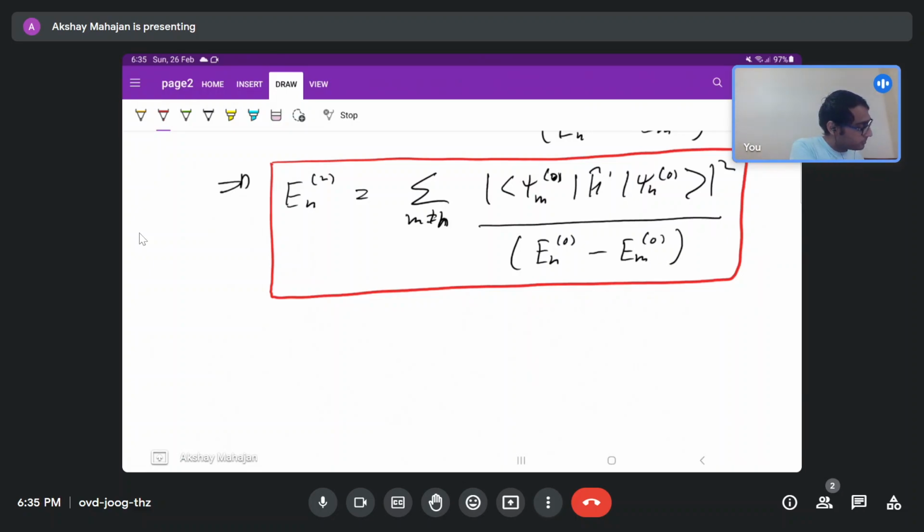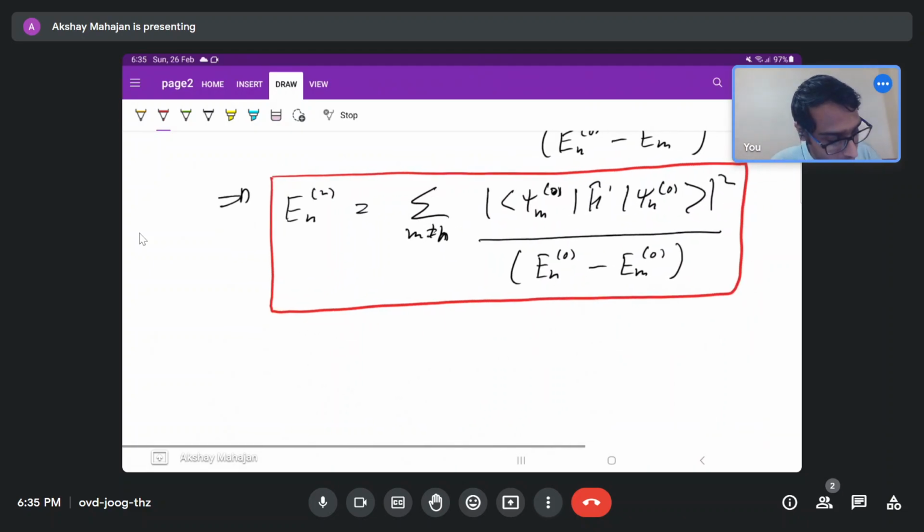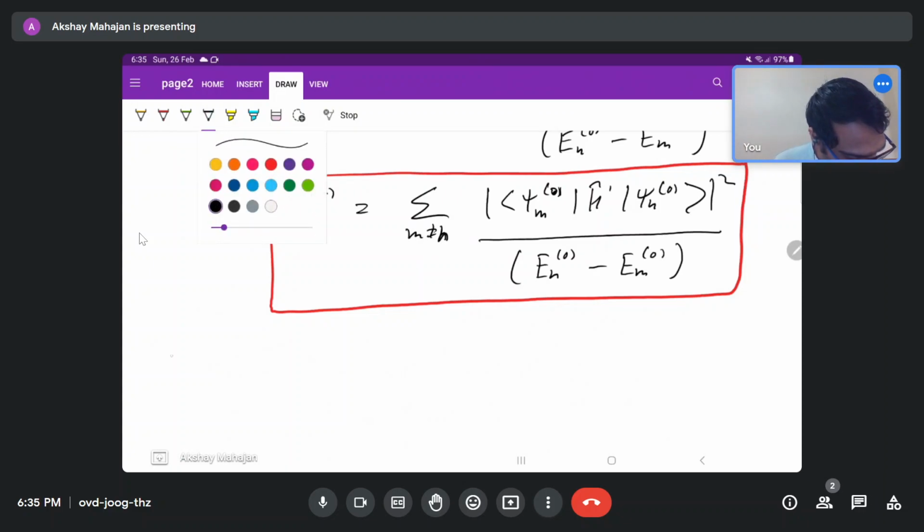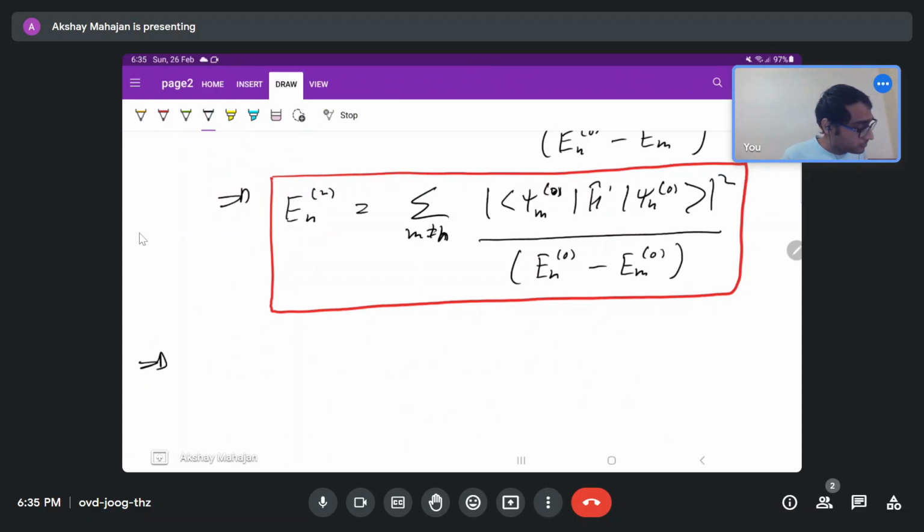Other than that, we can discuss one more thing about these wave functions. Some more relations that we can derive. So let's just see some more relations.